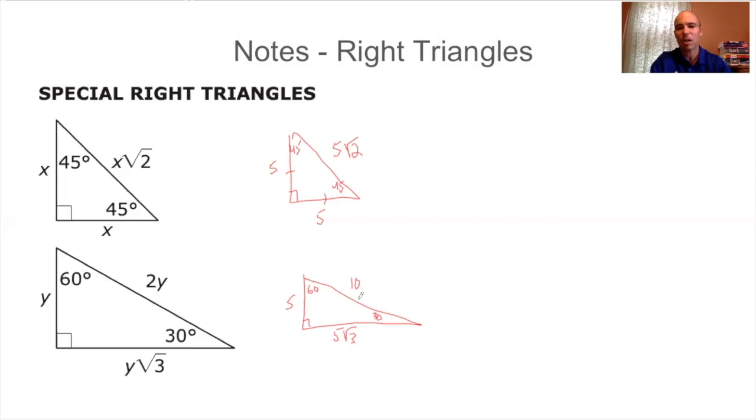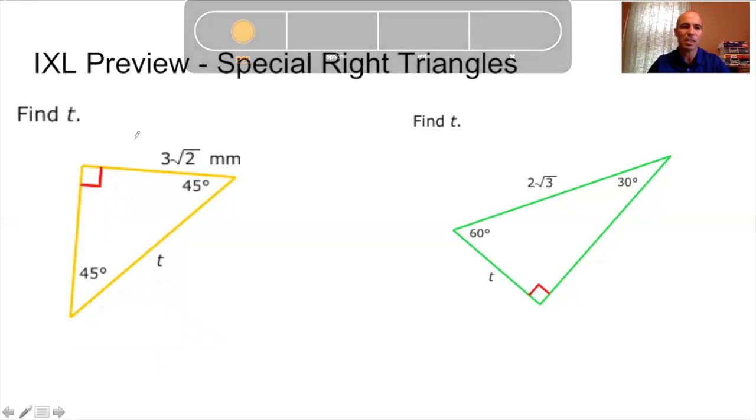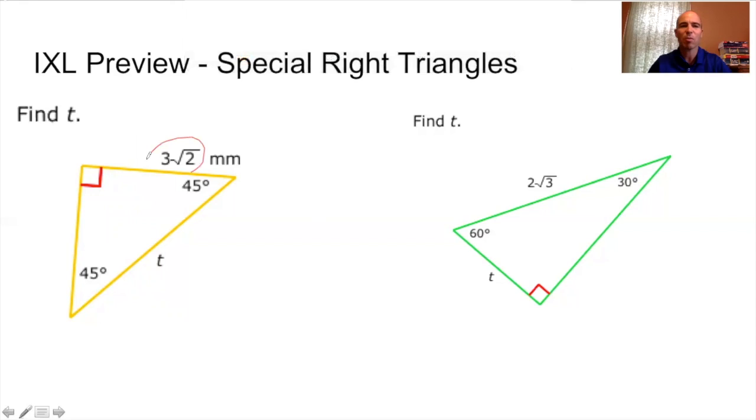Many times you're given the long side, or the hypotenuse, and you have to find one of the other sides. Slightly more challenging problem. But let's see what IXL has for us. Find T. Again, our ratio: if this is X, what do we do to get to here? We just multiply by the square root of 2. So 3 times the square root of 2 times the square root of 2 ends up being 3 times 2, which is 6. The answer there is 6.